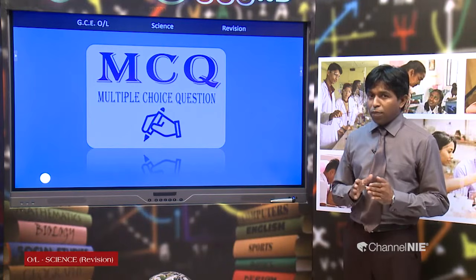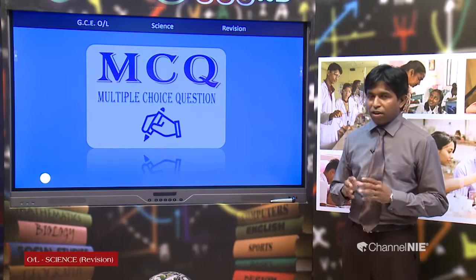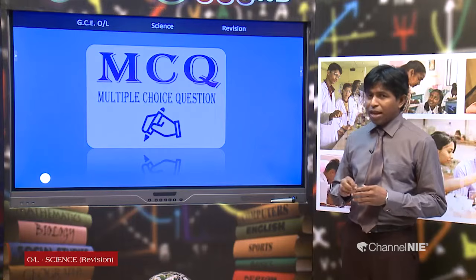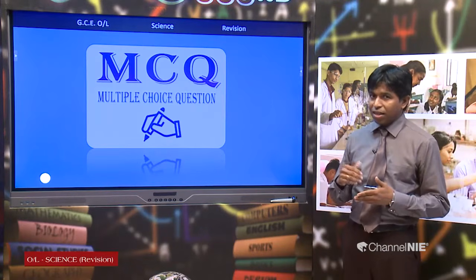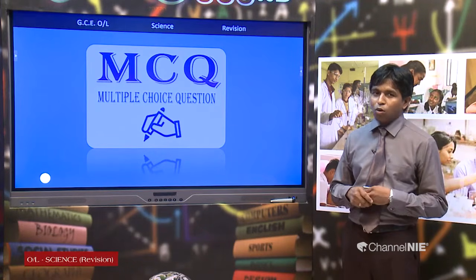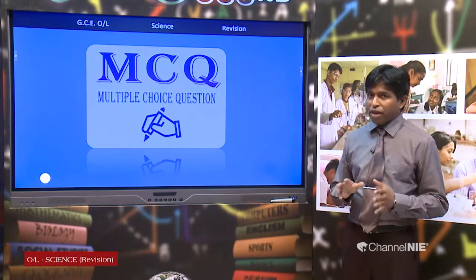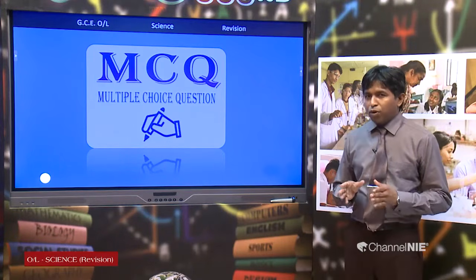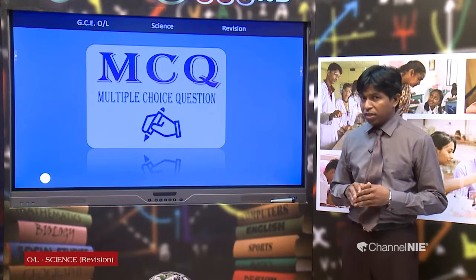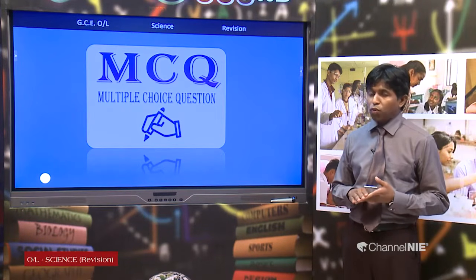And you have to omit the most incorrect one first, and if there is a calculation, you have to do the calculation first and get your answer, and then check whether that answer is given out of the 4 options before reading the answers. And before you underline the correct answer, before you mark the correct answer, you have to read all 4 answers.